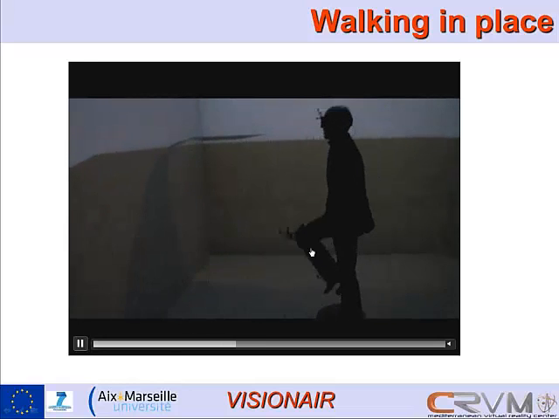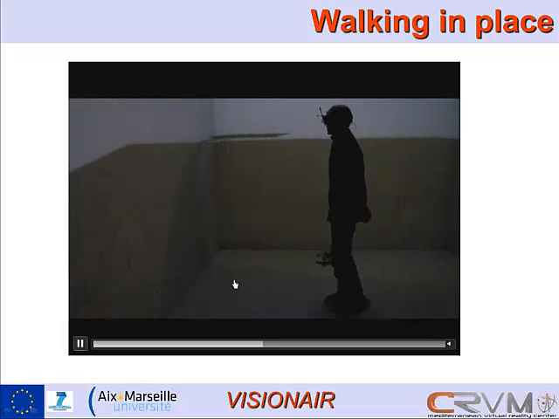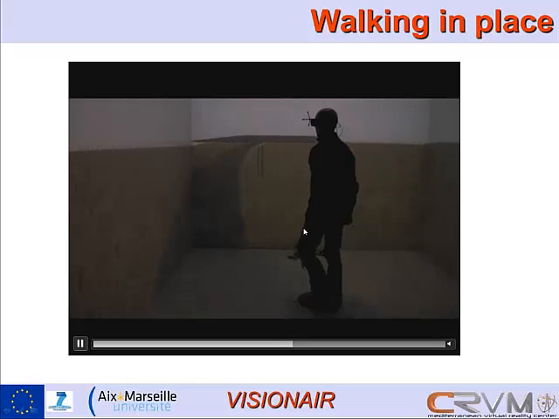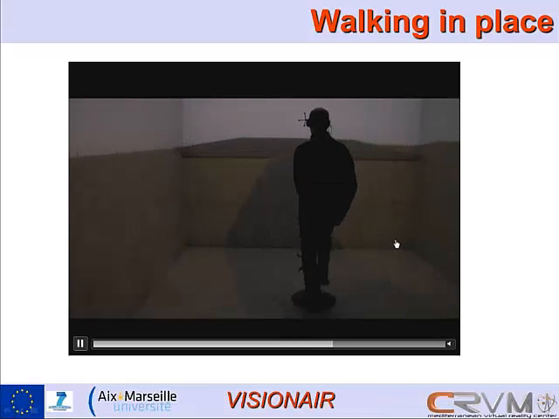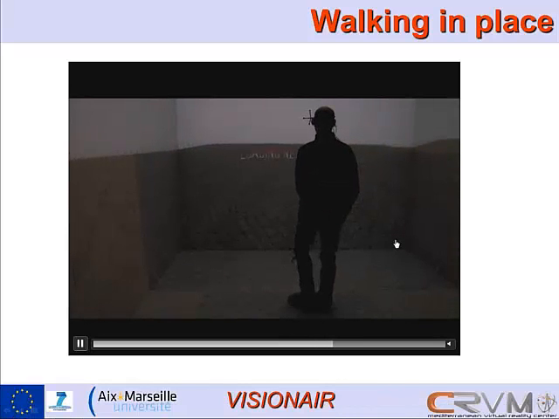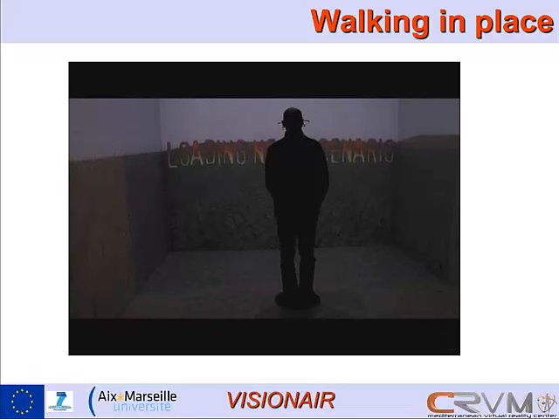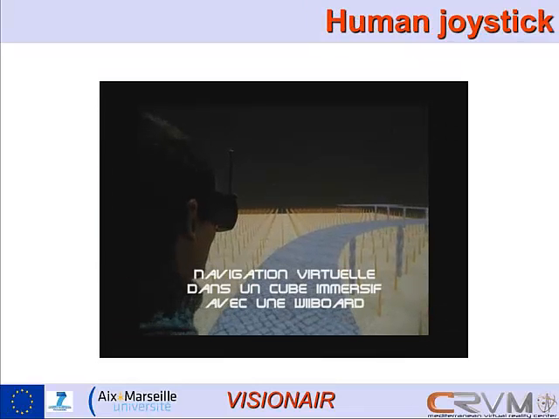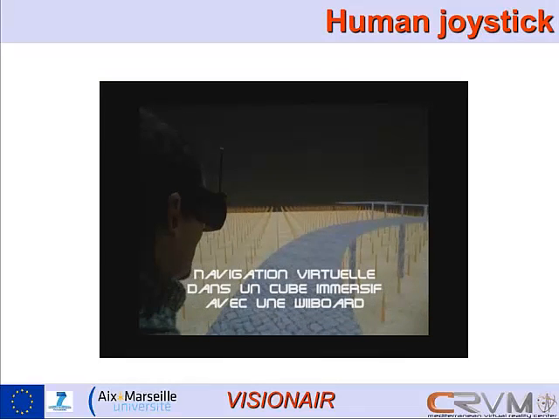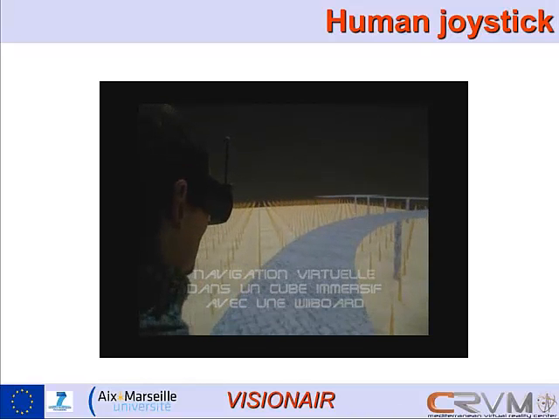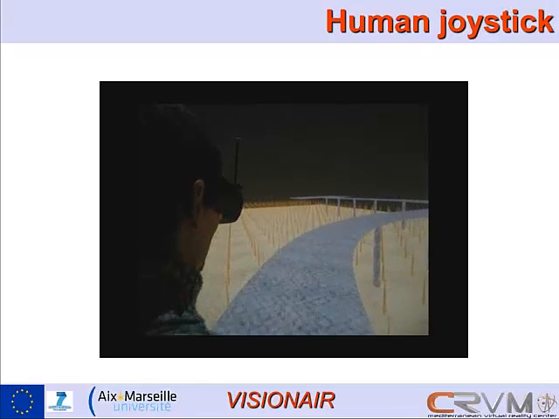Walking in place, an example here, while the subject moves, these up and down movements trigger virtual locomotion. Being a human joystick is another solution, where the subject's postural control controls motion forward and backwards and on the side.